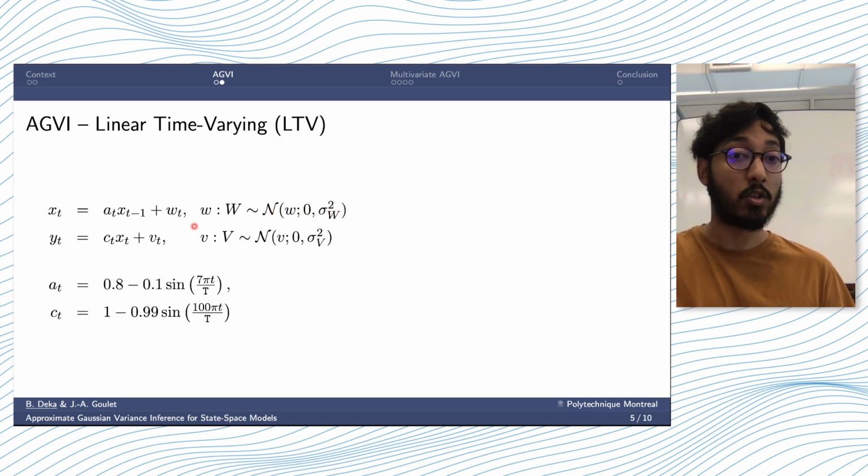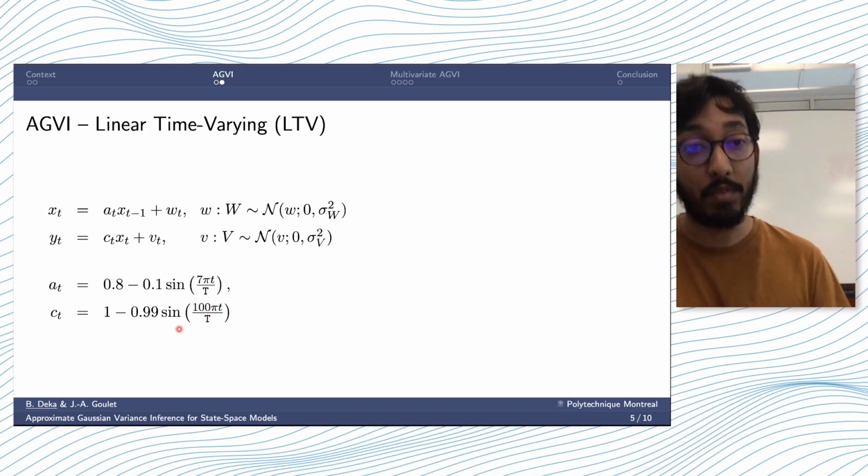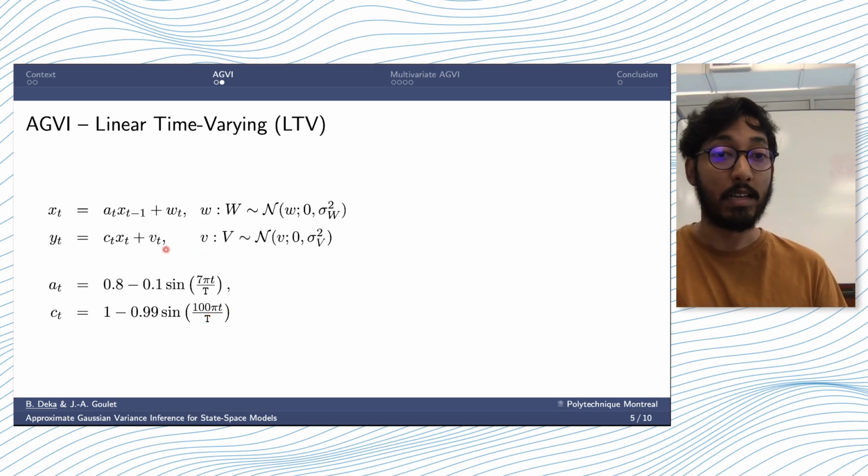The state space model also has an observation equation where the observation at time t is connected to the hidden state at time t, also through this function C_t as shown over here, which is also a function of t, hence it is time varying. And it has an observation error v. This observation error v is also a Gaussian random variable with mean 0 and variance sigma squared v.